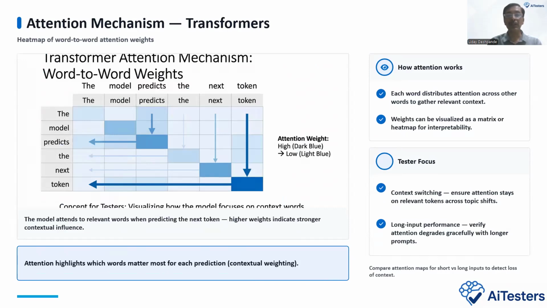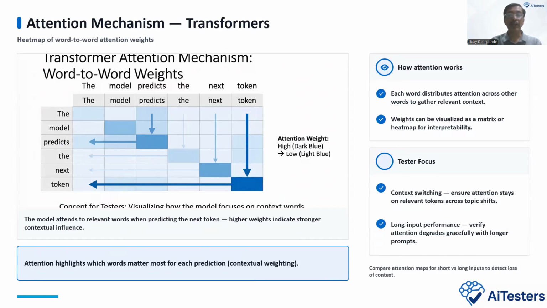Attention mechanisms. Attention is one of the core ideas behind transformers. It allows the model to weigh which words are most important when predicting the next token. And those weights can be visualized as a heat map. This is useful because it helps explain how context is preserved or lost across a prompt.